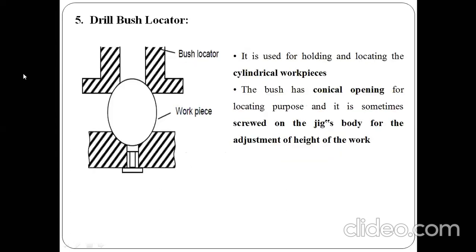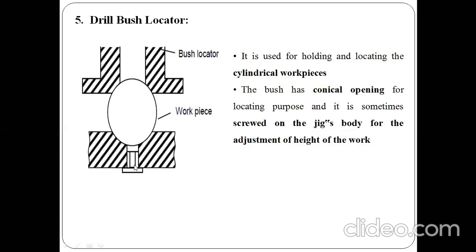Now we will move to the next type, the fifth one, the drill bush locator. From this figure you can identify that your workpiece is circular, which means this drill bush locator is useful for locating a workpiece which is circular in section. Your drill bush locator is divided into two parts. The upper portion is your bush locator, and the lower portion is also your bush locator with the screw.